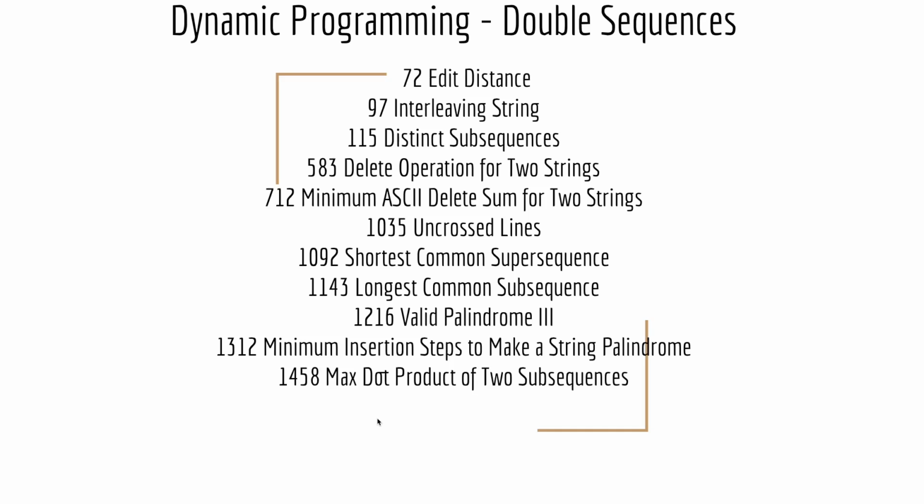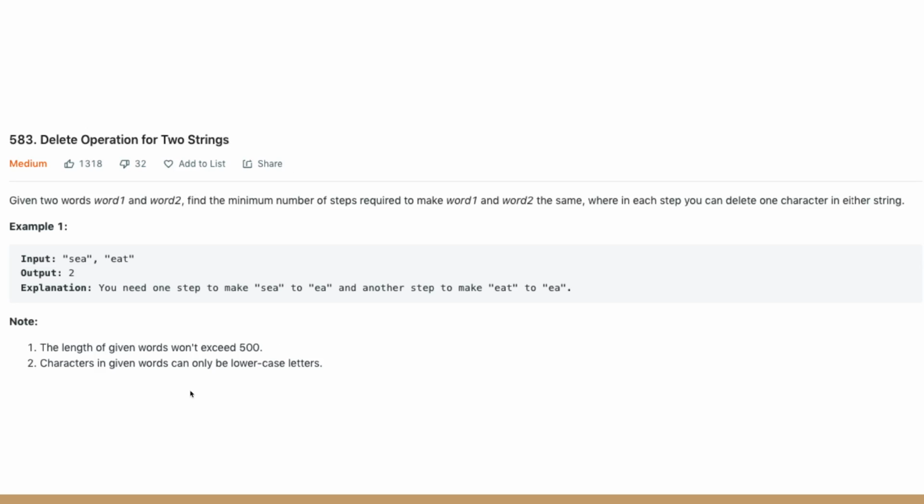There are actually two types of double sequences problems. One type is where we are given two words or two strings and we're trying to match them up by making some operations like deletion, insertion, or modification. Or we are given three sequences, we are trying to manipulate two of the sequences to match the third sequence, and that's the second type. So without further ado, let's go ahead and check some concrete examples, and that's the type 1 problem.